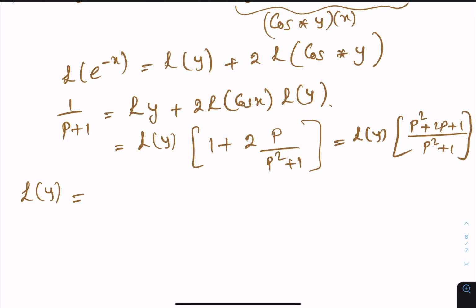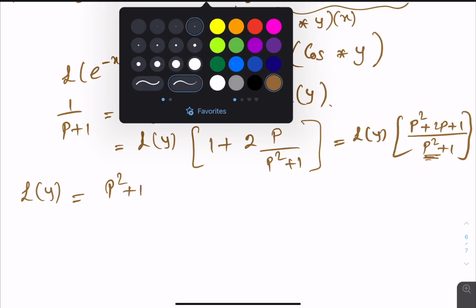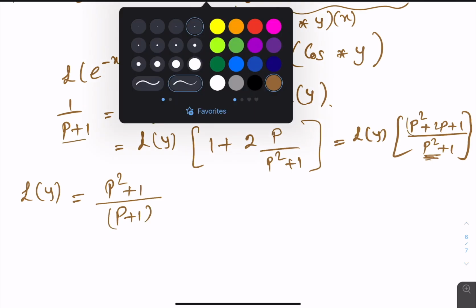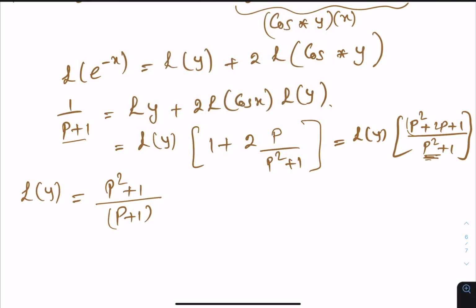So Laplace transform of y is p square plus 1, which is this denominator comes as numerator, divided by p plus 1, this and this and this, and this is p plus 1 whole square. So you get p plus 1 whole cube.